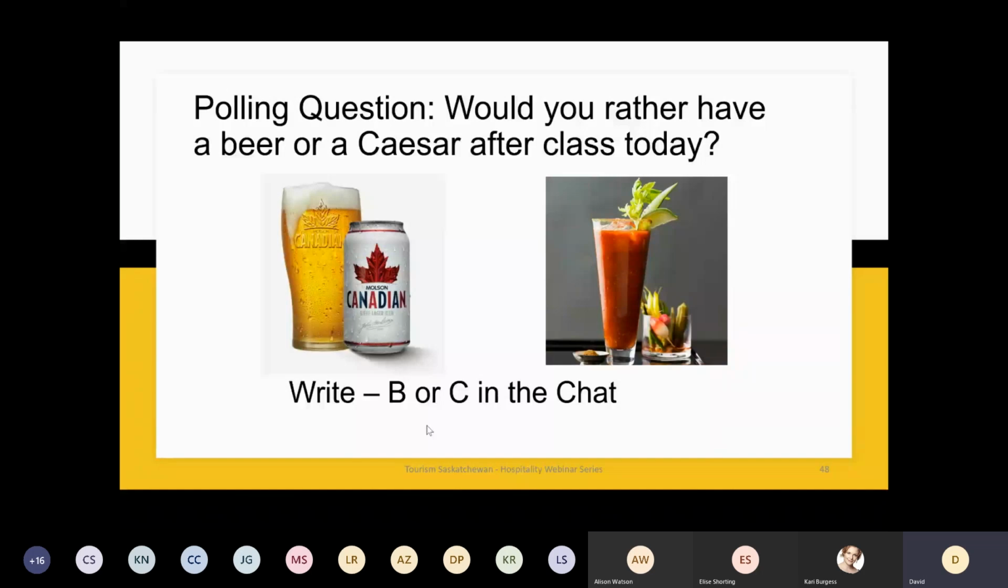All right, so do we have results on what people are going to be doing after class today? I think people really love their Caesars. Right on. Well, here's a little tidbit for you that they do sell Clamato juice in the United States, but if anybody's ever bought it and made a Caesar down here, it tastes different.